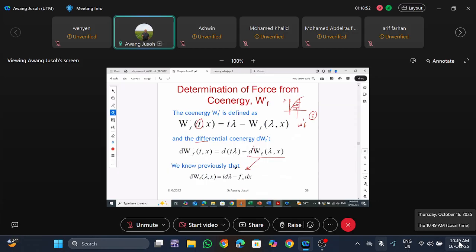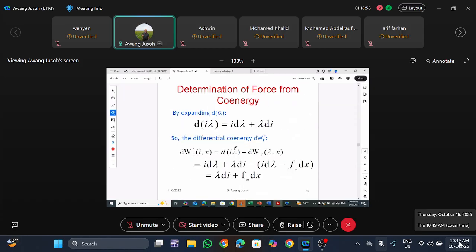With this one, d(I lambda), because there are two different variables, we can expand it: it is I d lambda plus lambda dI. Then substitute all this into the original equation, and you can have this one. So the differential of the co-energy equals lambda dI plus f_e dx.